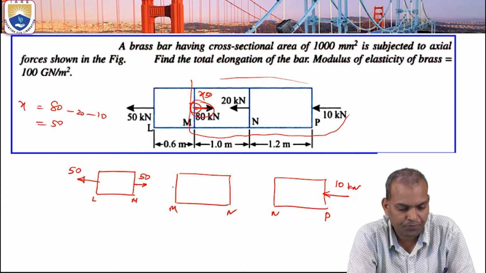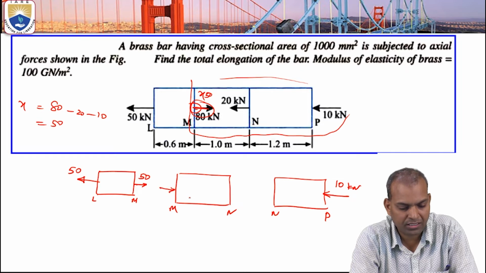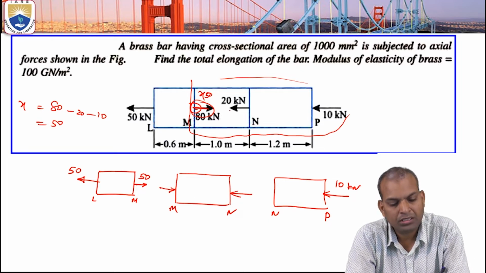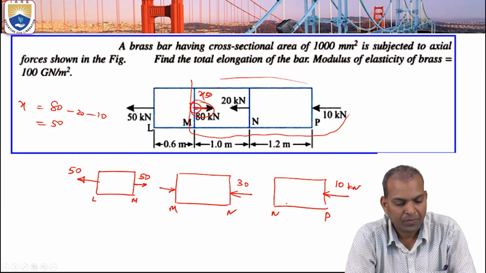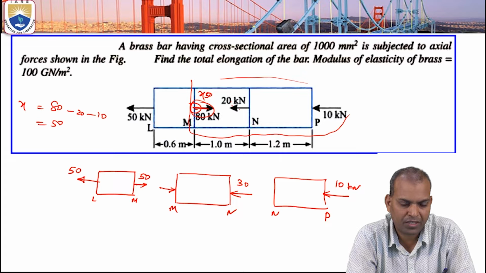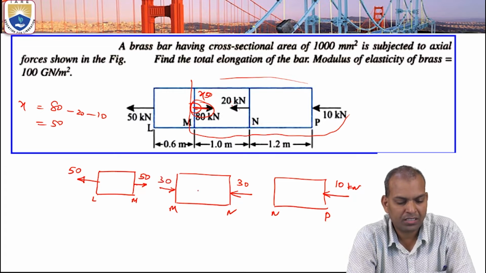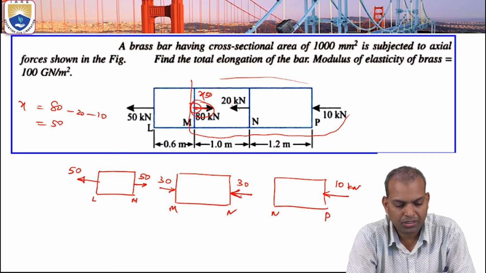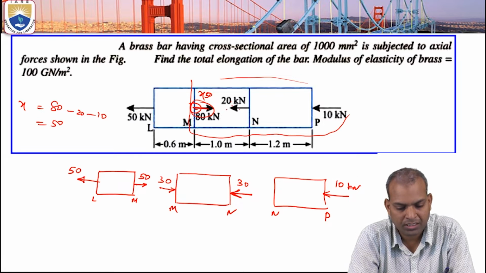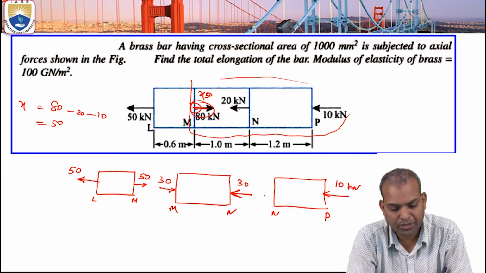Now 50 is the tensile. What is the compressive force which is acting here? The compressive force acting on this section is 20 plus 10, 30 kilonewtons. So 80 is compressive, 50 is tensile. 80 minus 50 is 30, and it is compressive. Now there is 10: 30 is towards the left direction, and the 20 here is now tensile. 30 is compressive and 20 is tensile, so 30 minus 20, 10 becomes compressive.